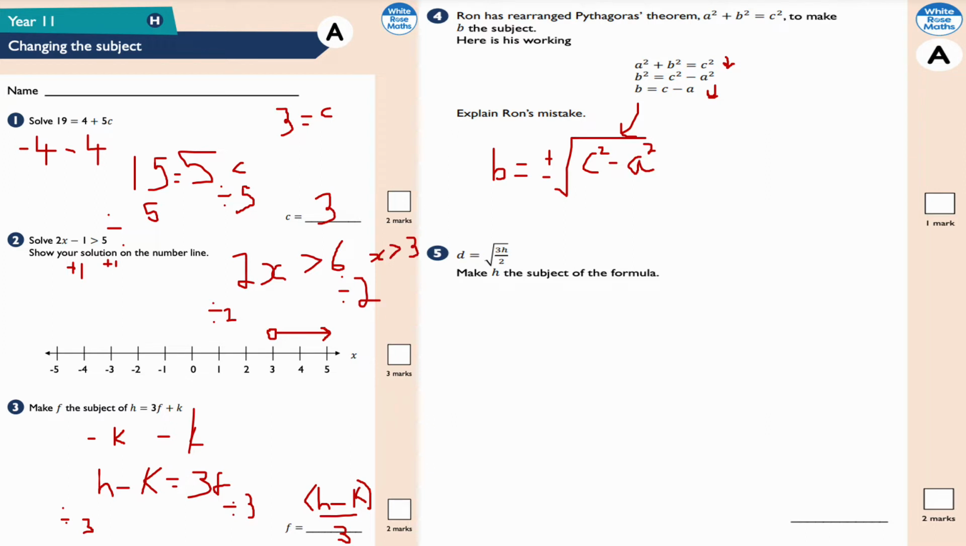I can't put that into two different square roots, okay. There is no third rule that allows that, okay. So b should be equal to plus or minus the square root of c squared minus a squared, okay.